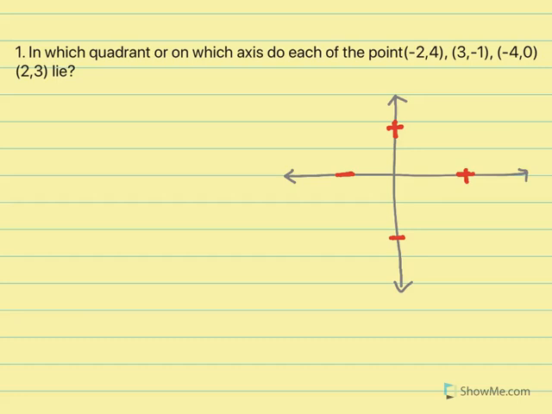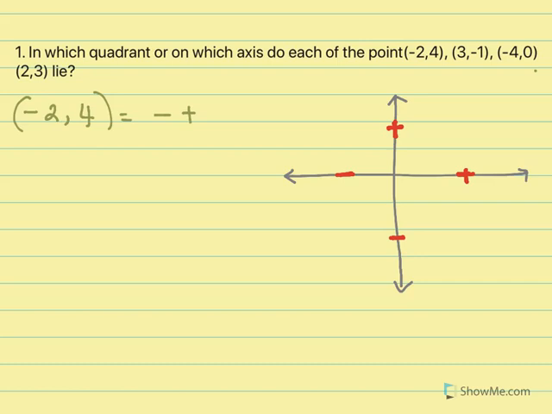In which quadrant or which axis does each of the points lie? The first point is (-2, 4). (-2, 4) is negative, positive.